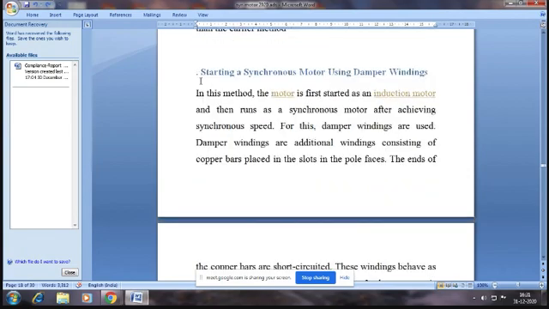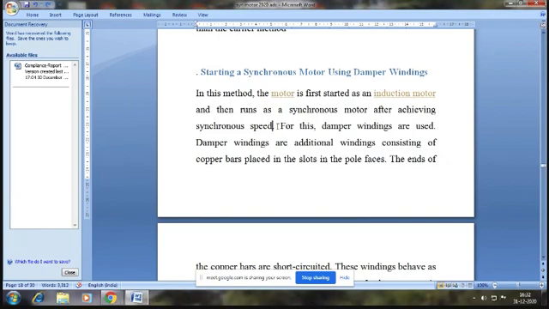Then the other approach is using damper windings. Here, the motor is first started as an induction motor, then it runs as a synchronous motor after achieving synchronous speed. Now the question is how to make the synchronous motor operate as an induction motor. That's what we have to do here. We have to make the synchronous motor operate as an induction motor.